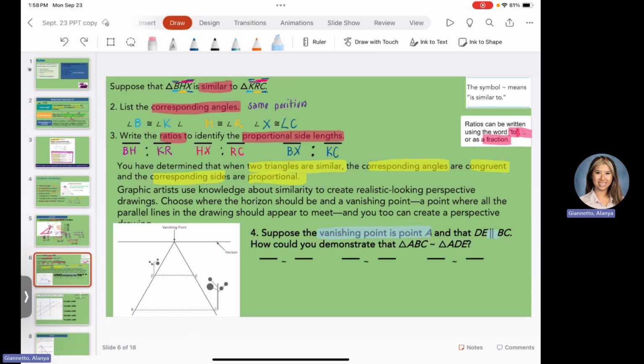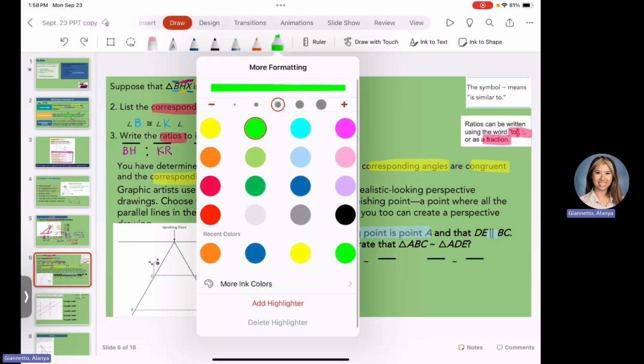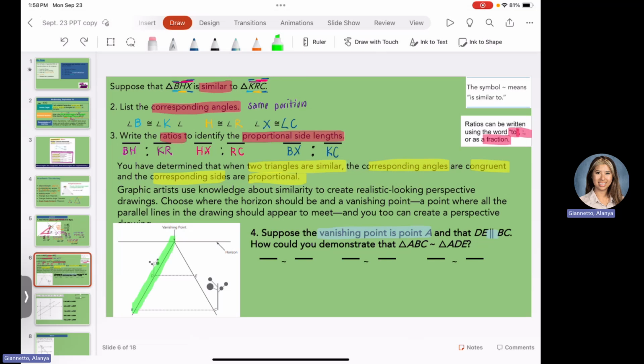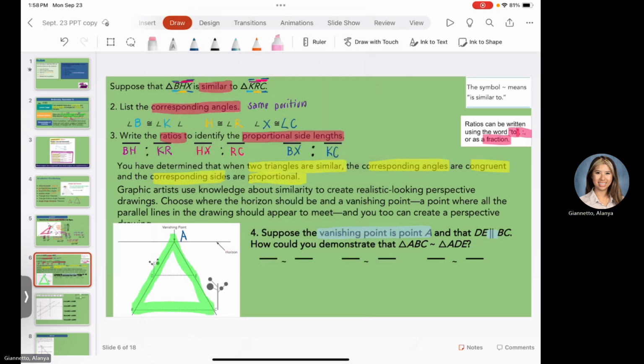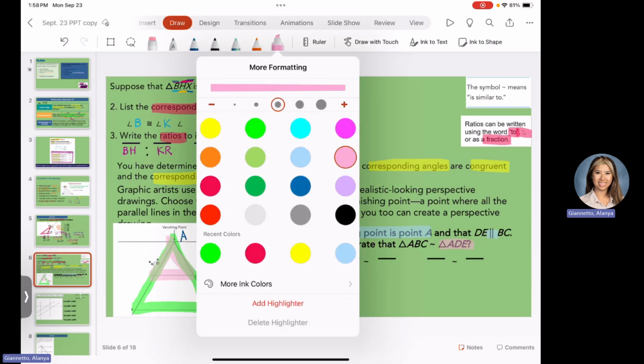Okay, so we have triangle ABC, which is this big one right here. And I'm going to go ahead and label this upper part the vanishing point A, because that was mentioned in the problem. And then, of course, we have ADE inside. That's the smaller triangle. Okay, so we have the smaller triangle, then we had the larger triangle.